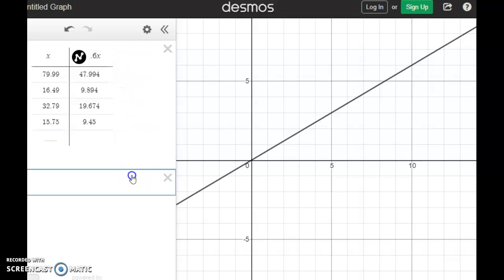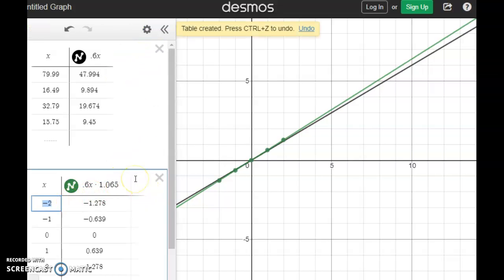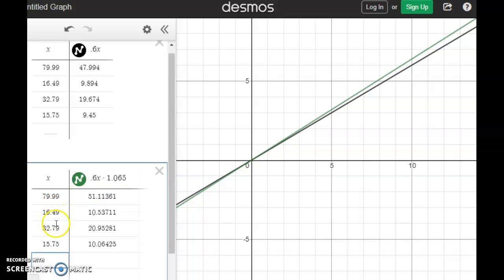So now what I can do is make a new equation, and I can actually just copy everything over: y equals that 0.6x times that 1.065. Again, change it to a table, and now I can plug in anything I want for the original price: $79.99, $16.49, $32.79, and $15.75. So these are the values they gave you.